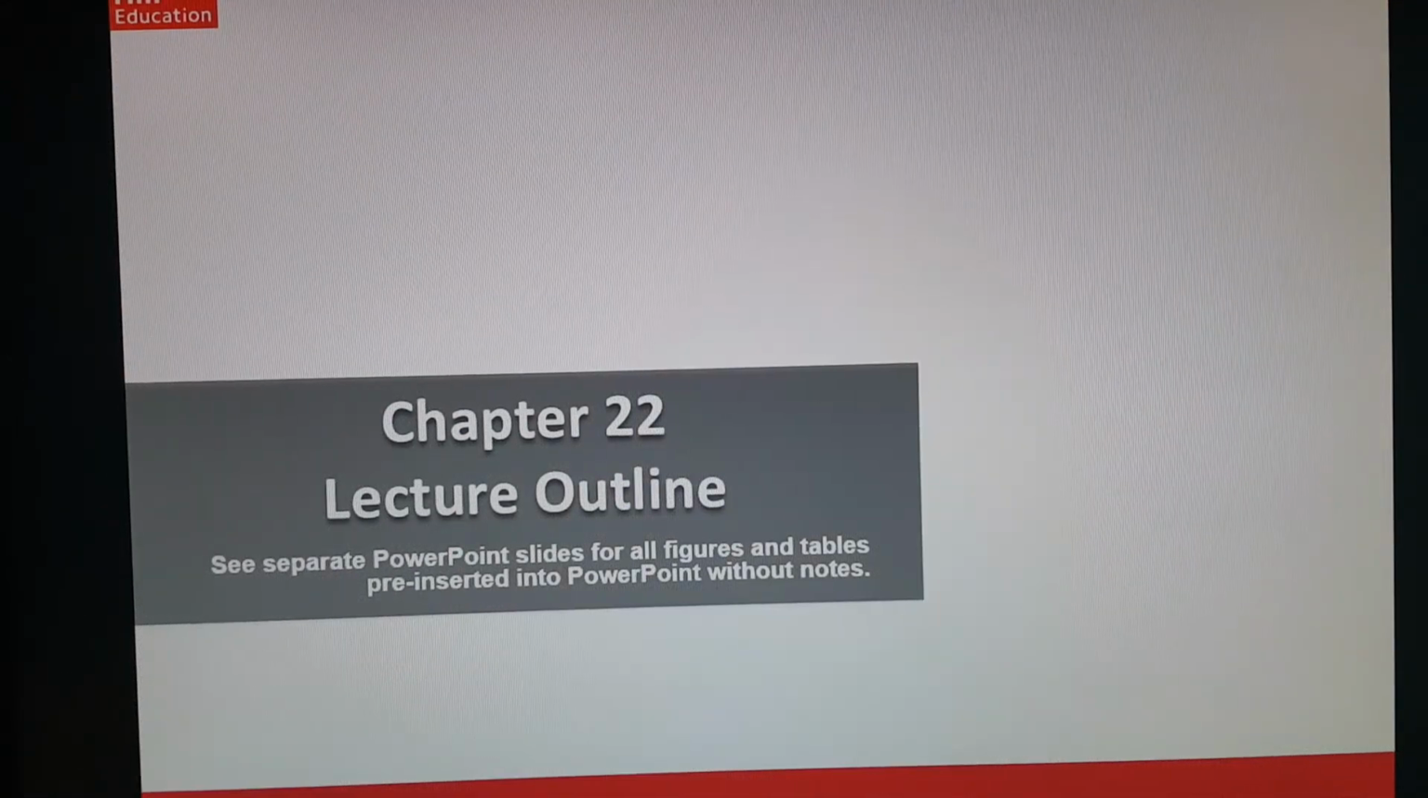Alright, time for chapter 22. So chapter 22 is all about the respiratory system and dealing with the physiology of it. For example, your inspiration and expiration, so you're inhaling or exhaling, and all of the components that go with gas exchange.